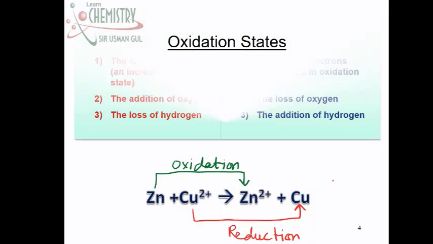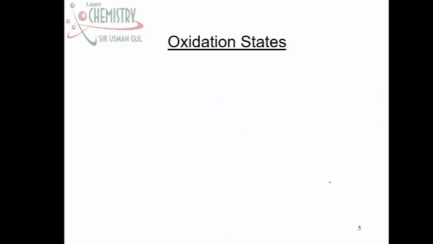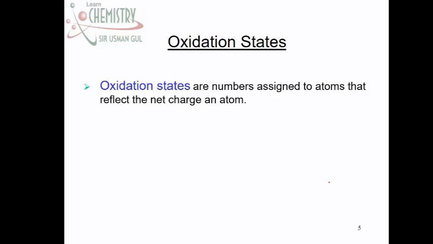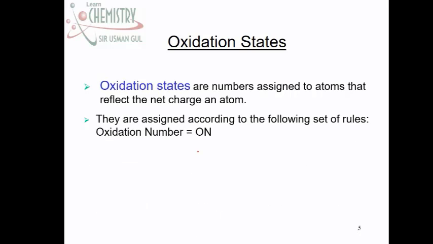Moving toward the next step. Now we will discuss the oxidation state. What is oxidation state? Oxidation states are the numbers basically assigned to an atom that reflect the net charge on the atom. In the previous example you have seen that copper contains a plus 2 charge. So basically these kinds of numbers are called oxidation states. As the oxidation states are generally numbers, we can also call them oxidation number or ON.